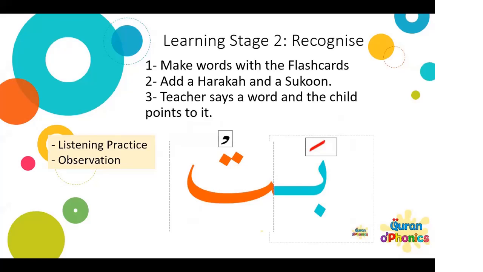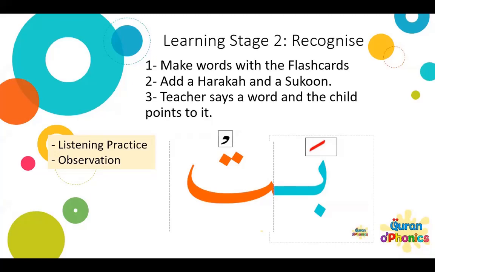So learning stage 1 is when you introduce the concept, like we did with the video, for example, the Sukoon video. And then in learning stage 2, now you just ask the child to point to, listen and find, or look and find. So you can make words with flashcards. You have like 2 bags, maybe the beginning sound in one and the end sound in another bag or basket or box, whatever you want.